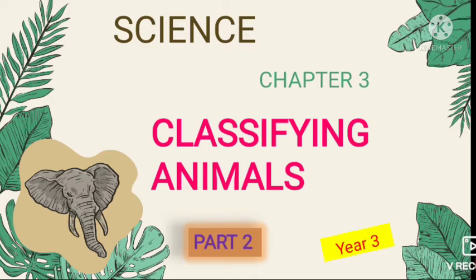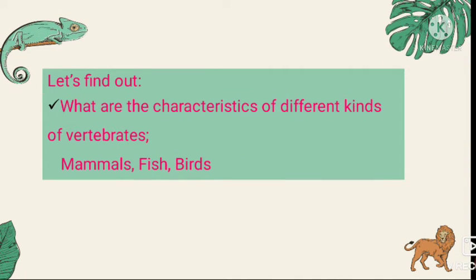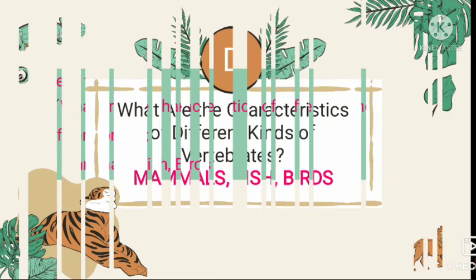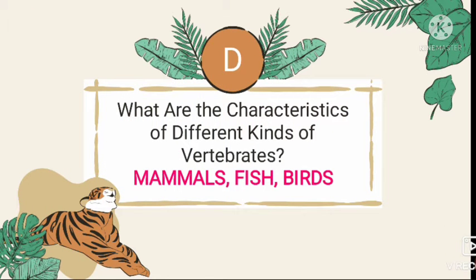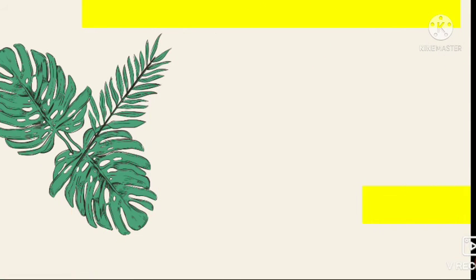Let's learn about classifying animals in our Science Short 3. It's about part 2. What are we going to learn? Today we're going to talk about the characteristics of different kinds of vertebrates: mammals, fish, and birds. Let's take a look. So what are the characteristics of vertebrates such as mammals?